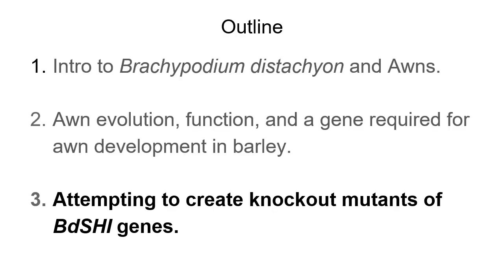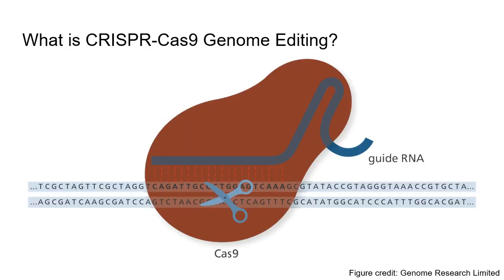At this point, we've reached the end of my outline and will now finally begin the actual work that I did, which included attempting to create knockout mutants of my 3 BD shy genes using CRISPR-Cas9 genome editing. If you're not entirely familiar with CRISPR-Cas9 genome editing, I will give a short description of how it works.